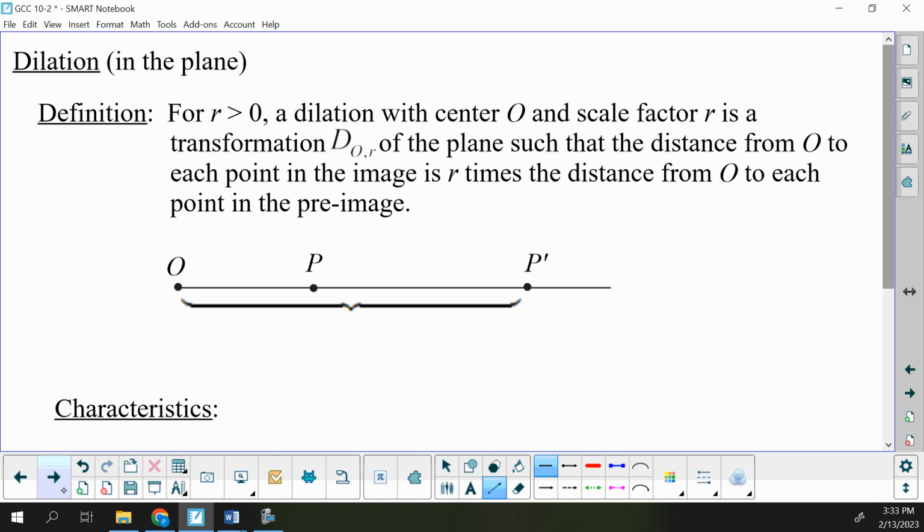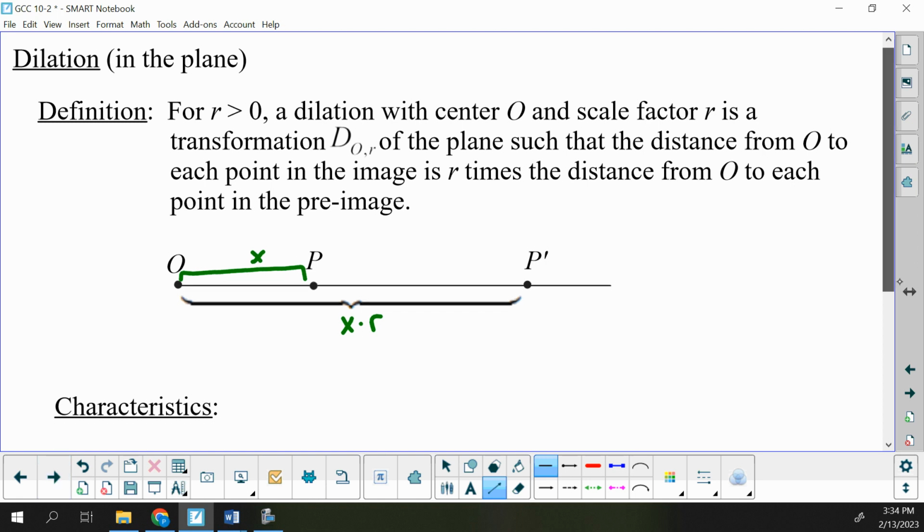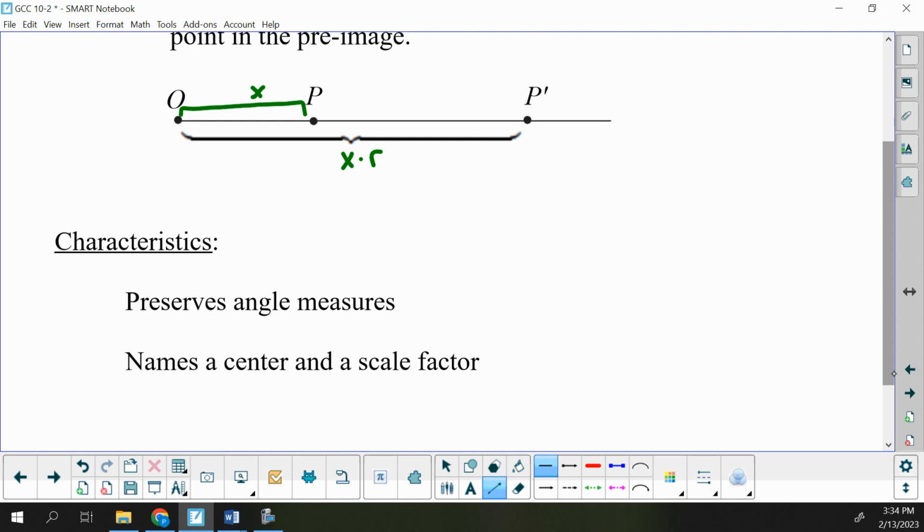So if we go over to page 15, when we dilate a point from some center, it multiplies the distance by some scale factor. So let's say O is our center and P is our original point. Let's say we called this distance x. Well, if our scale factor is r, this distance from O to P prime is just x times whatever r is. So think of it as if x was 2 inches and r was 3, O to P prime would now be 6 inches. When we dilate, it keeps the angle measures the same, but it changes the side length, so it's not a basic rigid motion. To do a dilation, we just need to know the center and the scale factor.